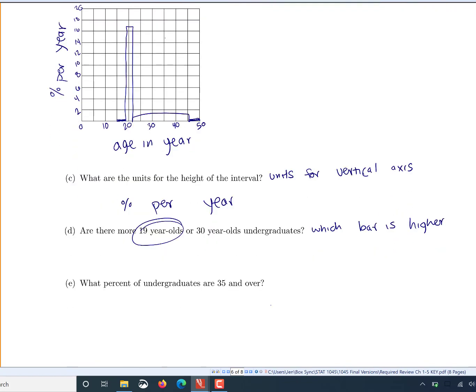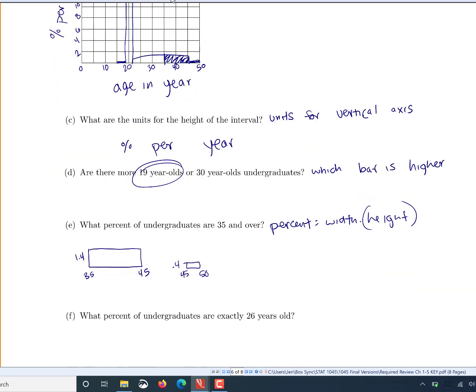What percent of undergraduates are 35 and over? So again, we're just looking for the percentage, and your percent equals width times height. Let's see, but for 35 and up, we start at 35. It looks like we're going to have two different bars. So I'm going to draw this out. So we go from 35 to 45 with a height of 1.26. And then we have another one that goes from 45 to 50 with a height of only 0.4.